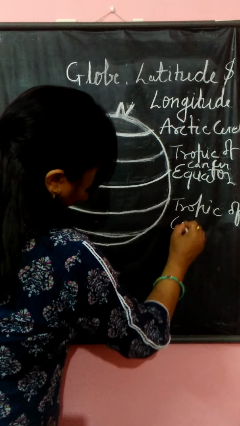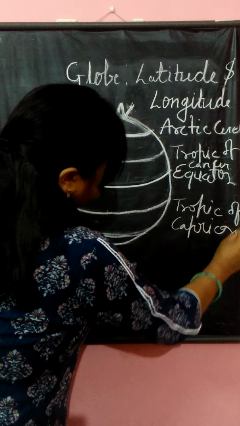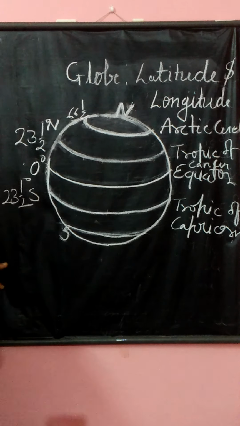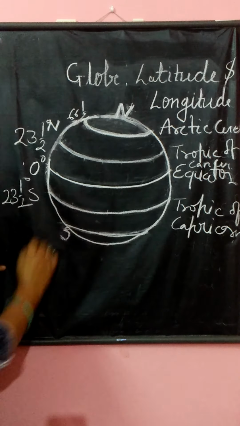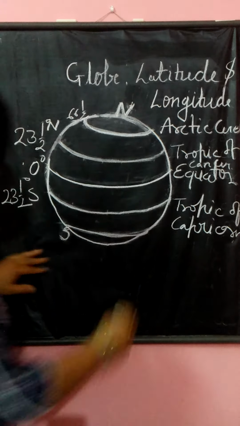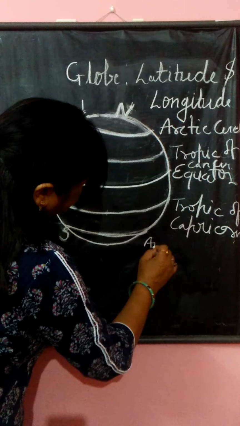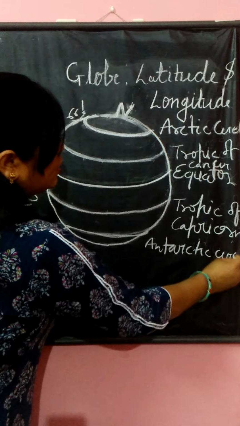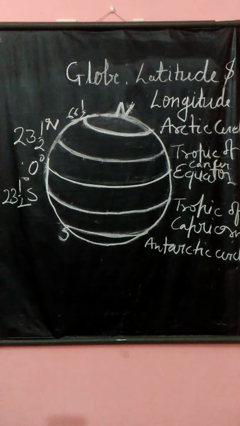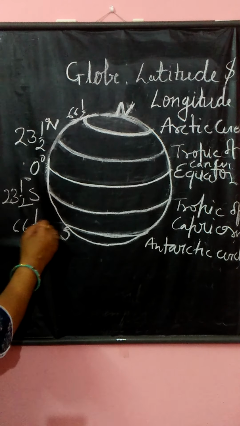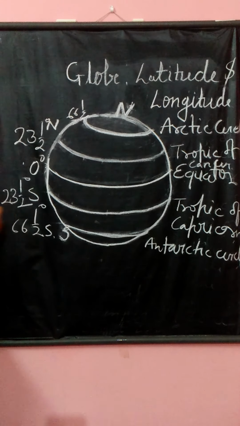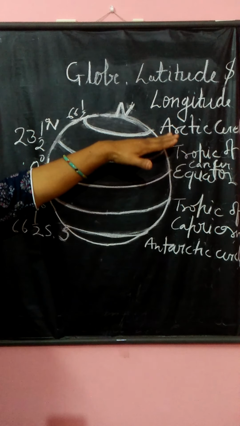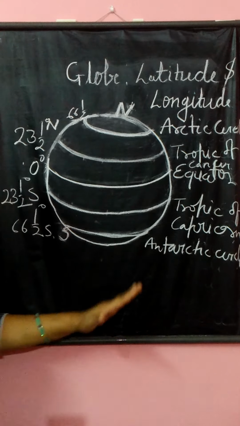In the same way on the southern side, there is the Tropic of Capricorn, which is also at 23 and a half degrees south. And the last parallel circular line we find here is the Antarctic Circle. It is called the Antarctic Circle, and it is at 66 and a half degrees south. So in this module we came to know about the equator, Tropic of Cancer, Arctic Circle, Tropic of Capricorn and Antarctic Circle.